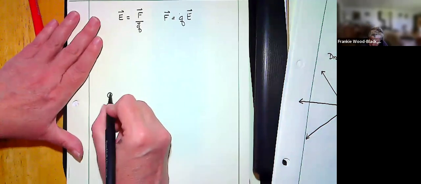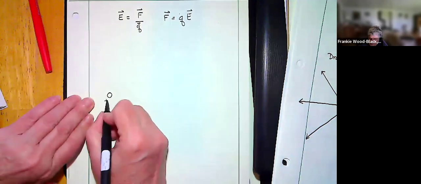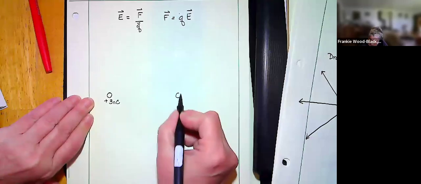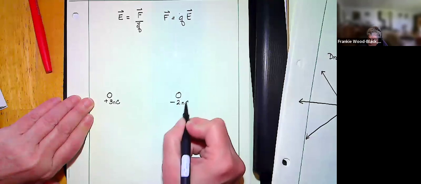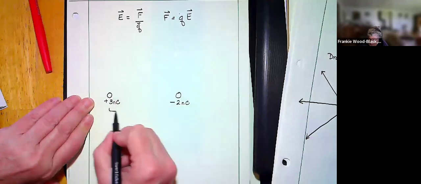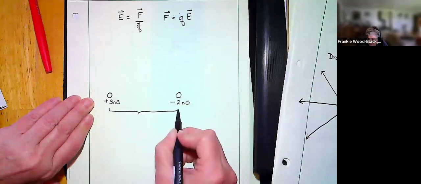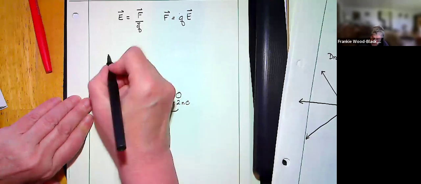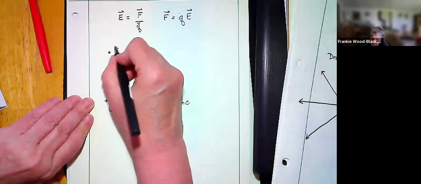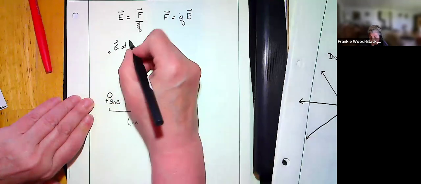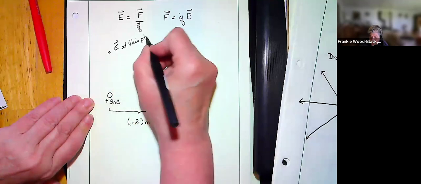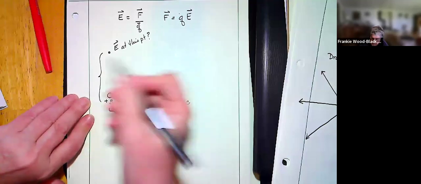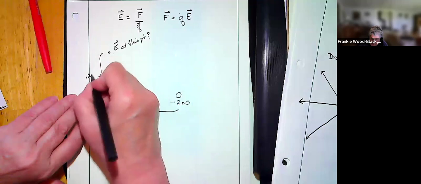So I'm going to give myself a charge, and I'm going to make this a positive 3 nanocoulomb charge. I'm going to make this a negative 2 nanocoulomb charge. And we're going to say that this distance here is 0.2 meters. And we want to know the electric field at this point, and we're going to say this distance is 0.2 meters.